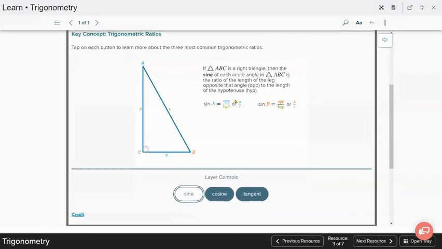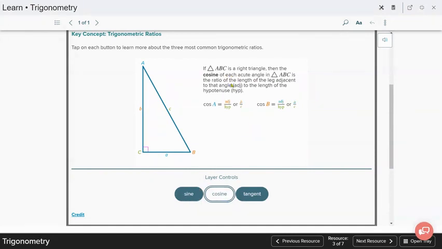So the sine ratio: if we have triangle ABC, a right triangle, the sine of each acute angle is the ratio of the length of the leg opposite the angle to the length of the hypotenuse. If we're looking at angle A, which we call the reference angle, sine A would be equal to the opposite side, A, over the hypotenuse, C, so A over C. If we switch the reference angle to angle B, the opposite side now is B, and the hypotenuse still remains C. So sine of B would be B over C.